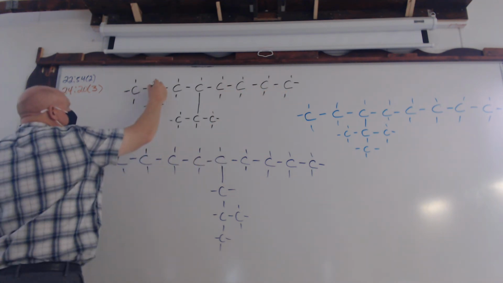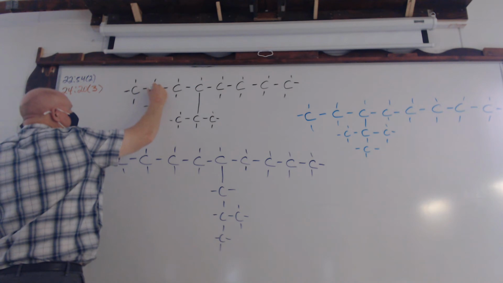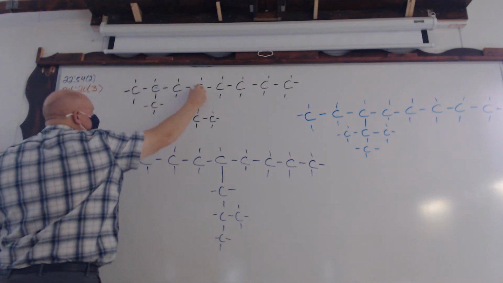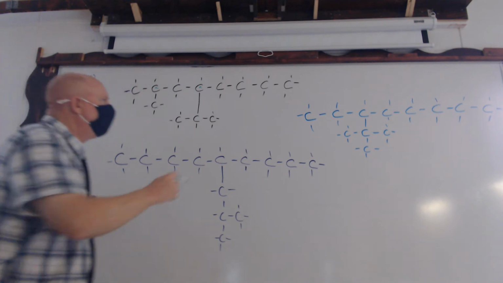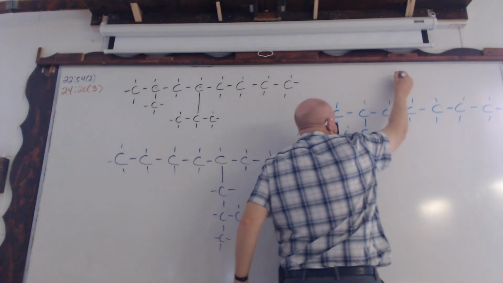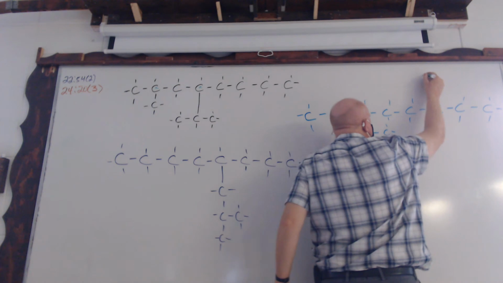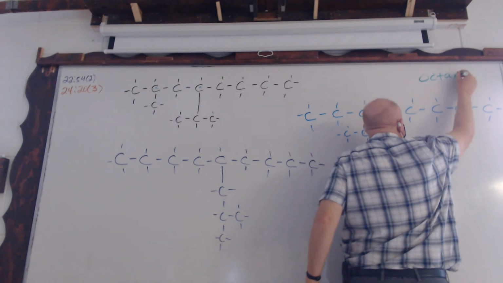So remember, X marks the spot. We'll say where these are at. We've got derivatives on those two. Now, we've got our octane. And it's always going to take a lot of space to write these in.